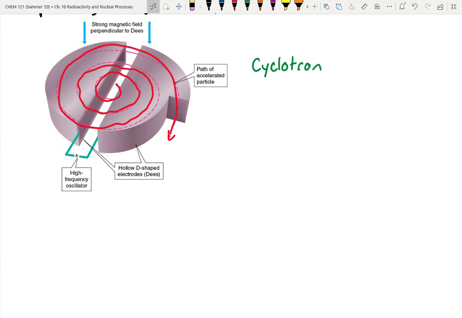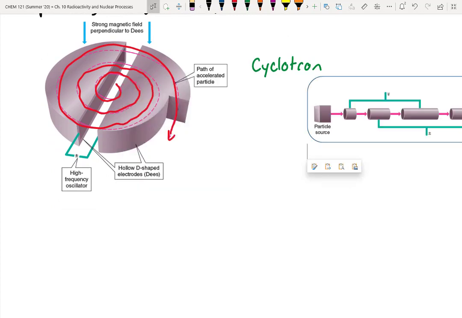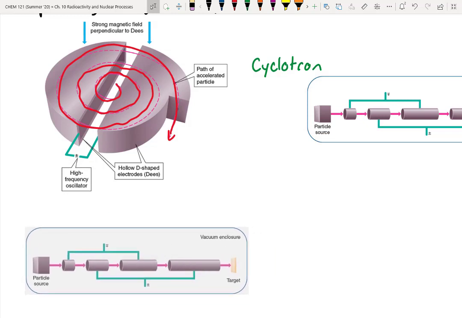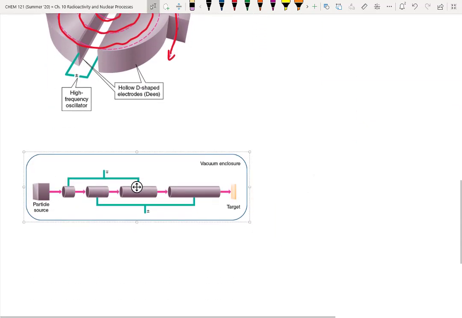The second one is just a linear accelerator. So this one down here, it's kind of the same idea. We're going to use electric currents to help speed up these charged particles and eject them through a series of tubes, and we'll fling them out essentially at a target. So this one is just called a linear accelerator.